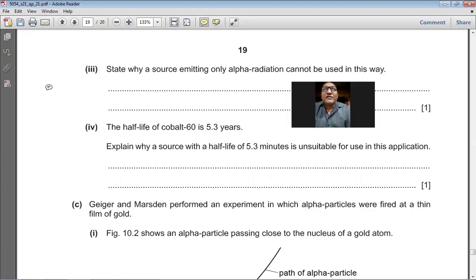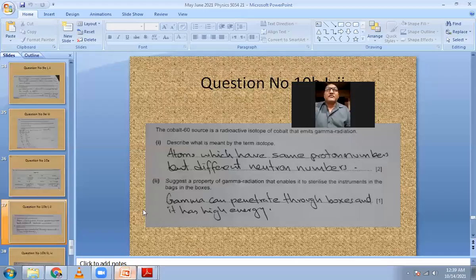So the alpha particles cannot be used because their penetrating power is very low. They cannot penetrate through the air, the plastic boxes and the plastic bag and reach the surgical instrument. So that's why we don't use them.